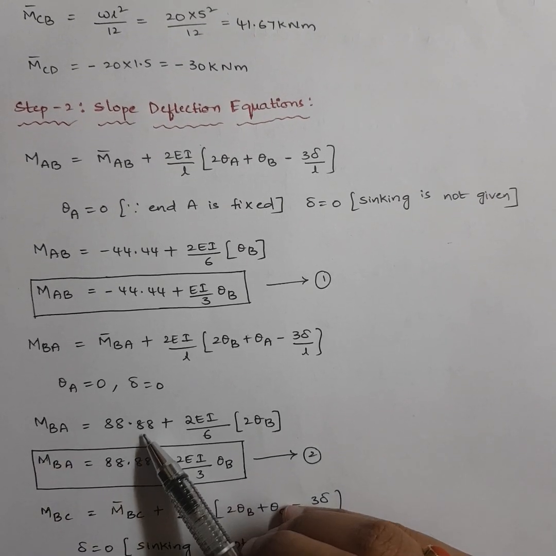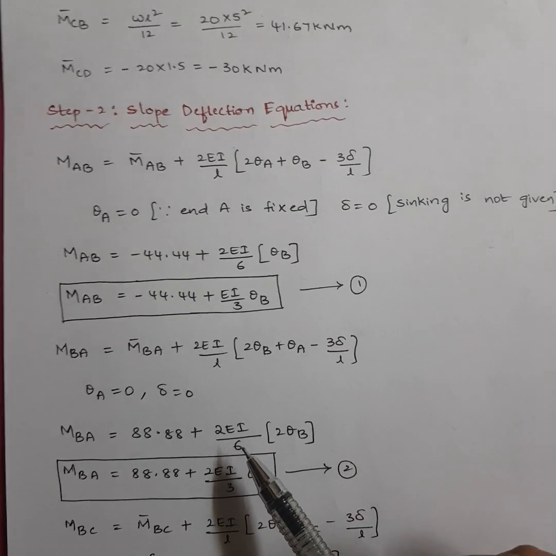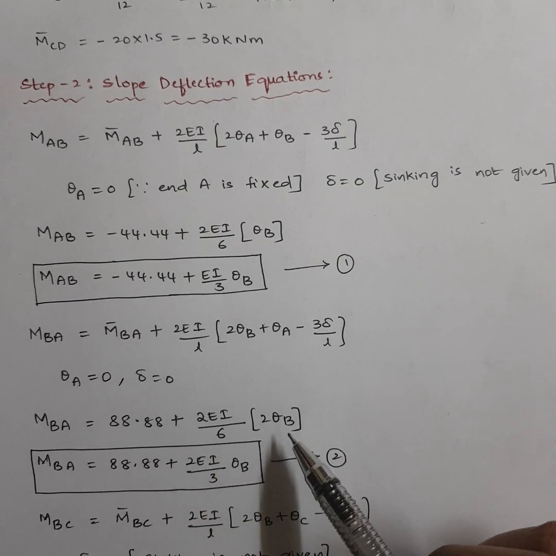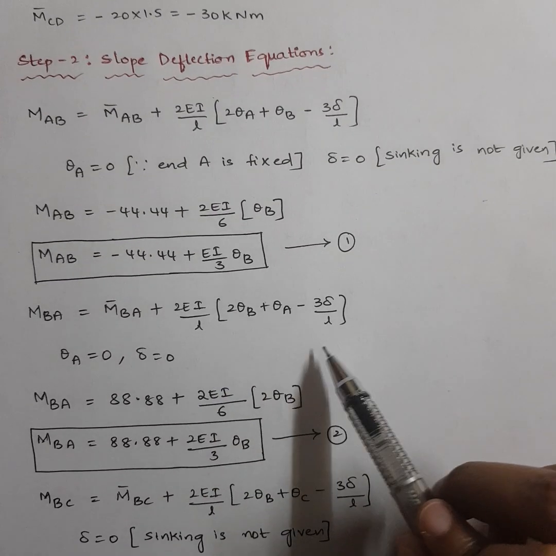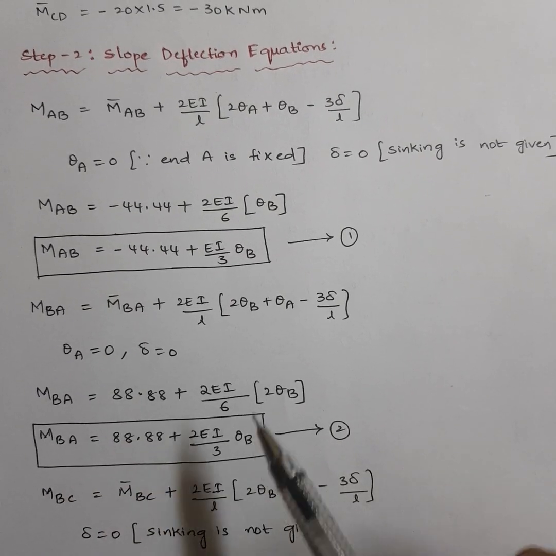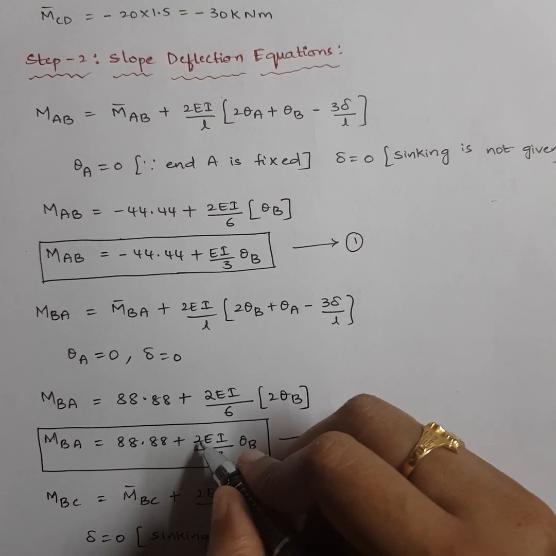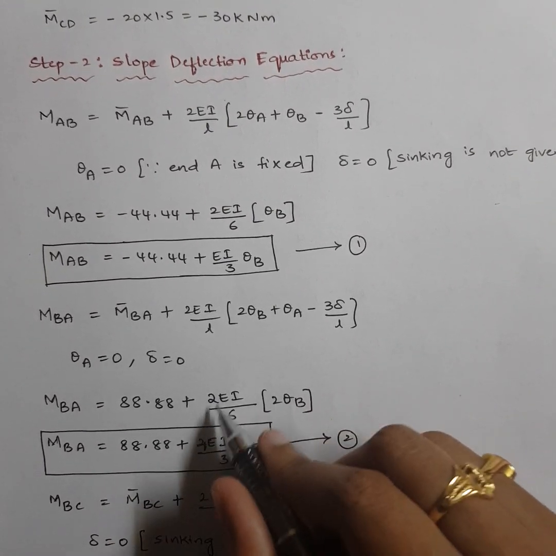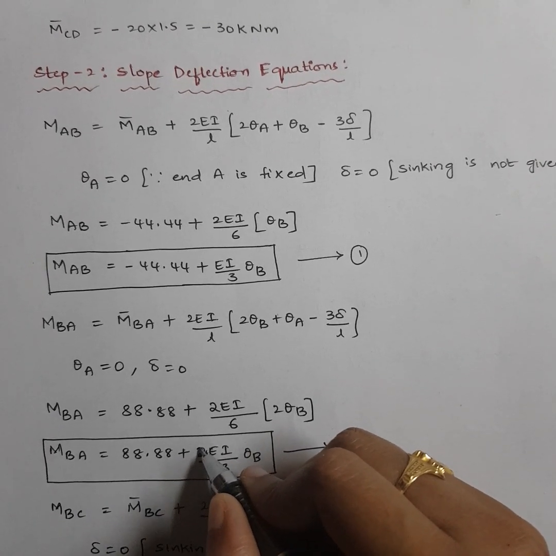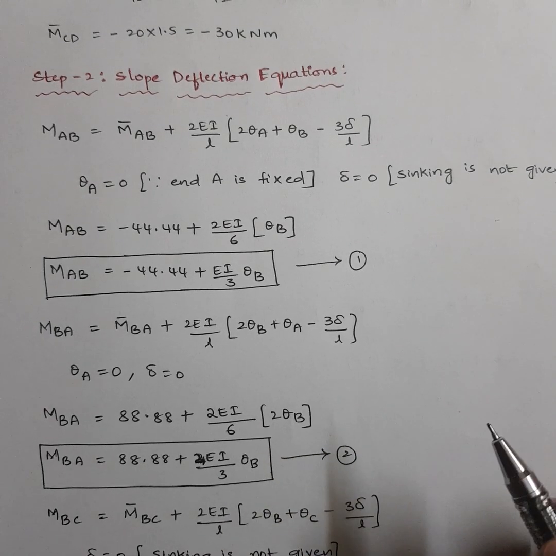So MBA equal to M bar BA, from our step 1, was 88.88. So 88.88 plus 2EI by L, means span of AB or BA is the same, 6 into 2 theta B. This and this became 0. So just simplify the equation, you will be left with MBA equal to 88.88 plus, this is 2 into 2, sorry, this is 2 only. I'm sorry, I did correct only. So it's 2EI by 3 into theta B.